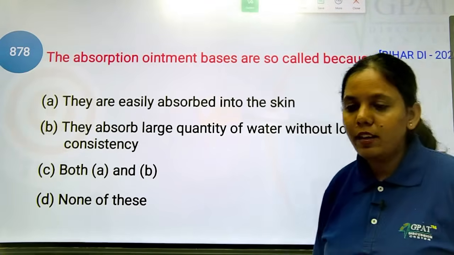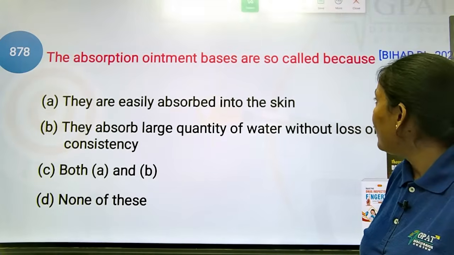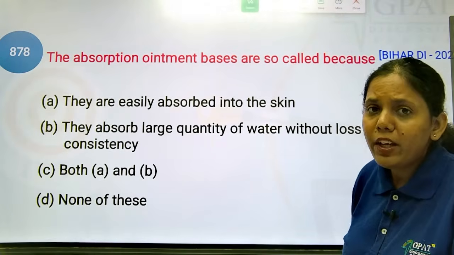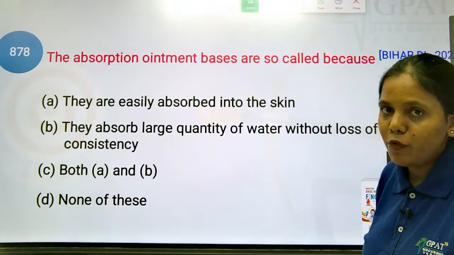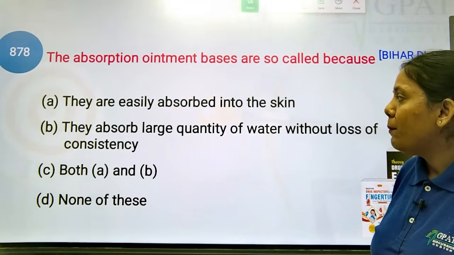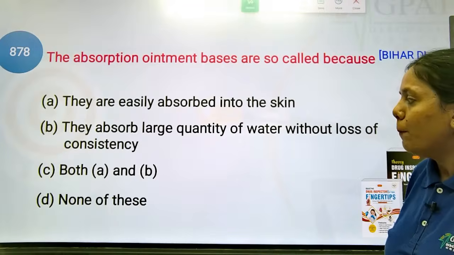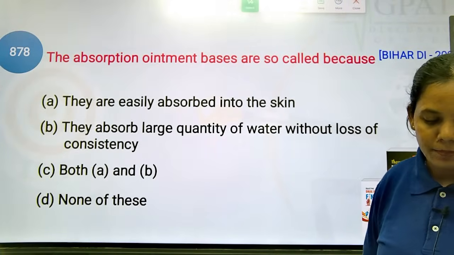Bihar Drug Inspector. The next question is Bihar Drug Inspector. Absorption ointment bases are so called. Why do we call them absorption bases? For what reason? They are easily absorbed into the skin. They absorb large quantity of water without loss of consistency. Both A and B, none of these.